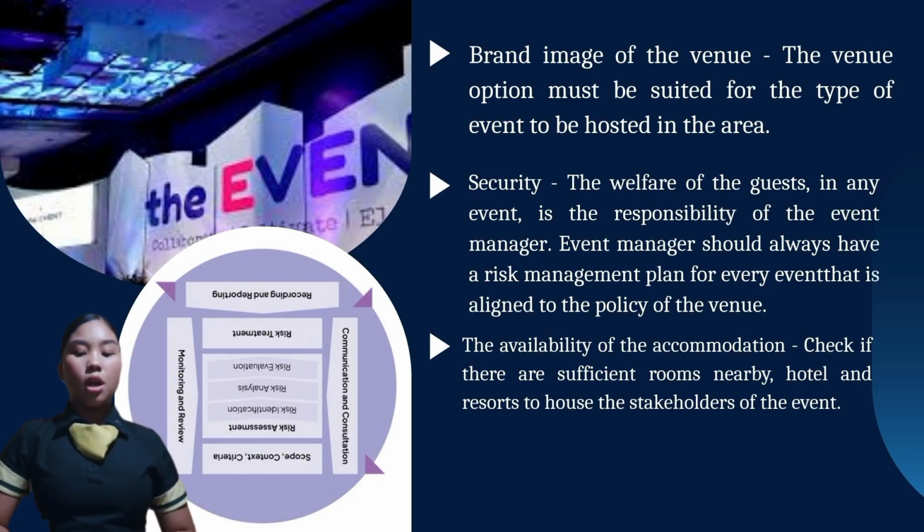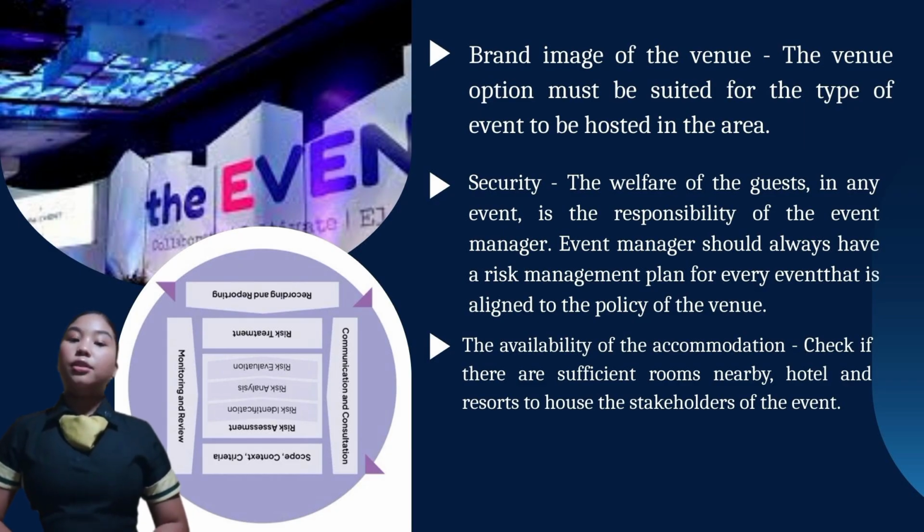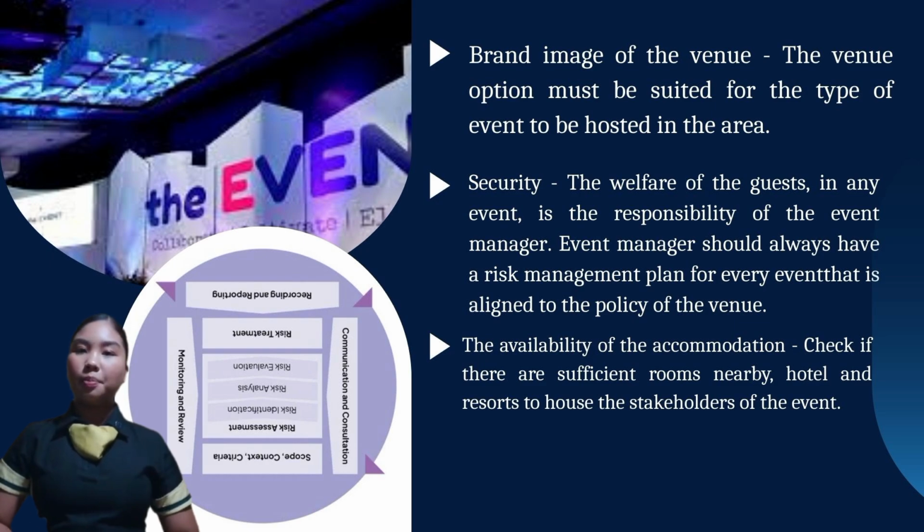Next is the availability of accommodation. For events where participants will come from distant places, the availability of accommodations becomes crucial in choosing an event venue. You need to check if there are sufficient rooms nearby, hotels and resorts, to house the stakeholders of the event. The room arrangement varies depending on the target participants.